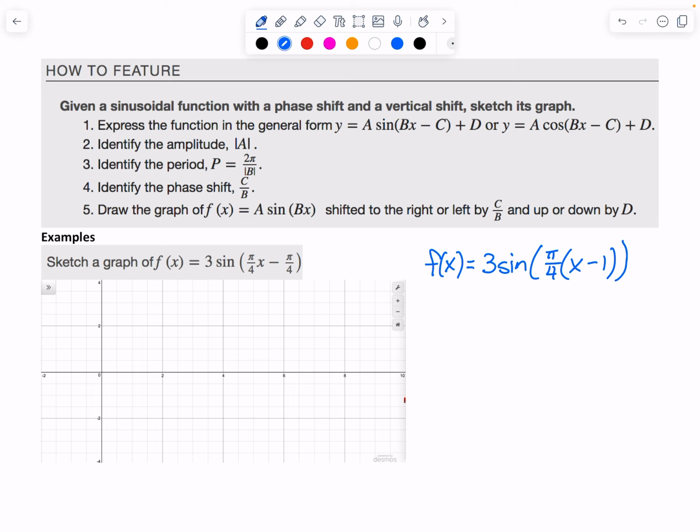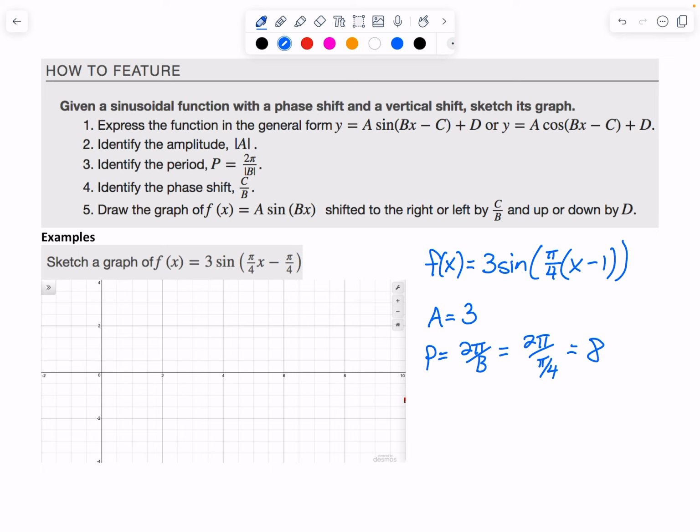So I'm going to list everything I have. I put it in the right form. A is 3. That's the number out front. That's the amplitude. That's how high it'll go. P is 2 pi over b. So this is going to be 2 pi over 4. The pi's are going to cancel, and then 2 and 4 are going to make the 8 there.